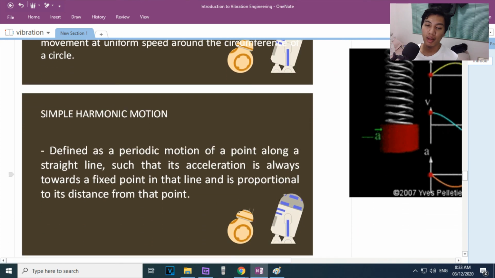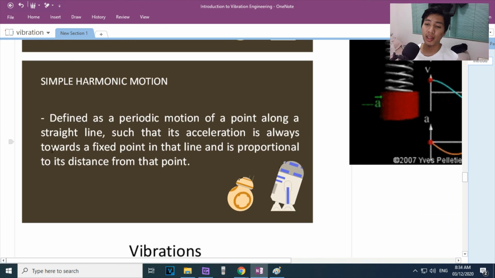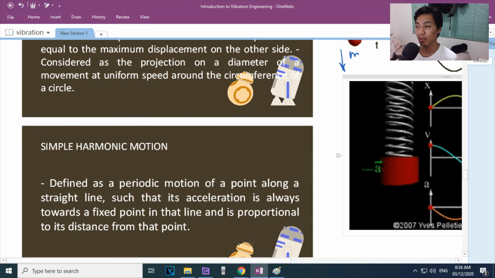Next. Simple harmonic motion is defined as periodic motion of a point along a straight line such that its acceleration is always towards a fixed point in that line and is proportional to its distance from that point. This is the representation.